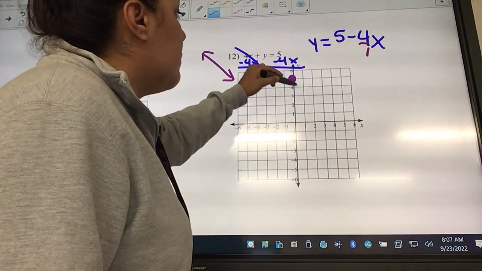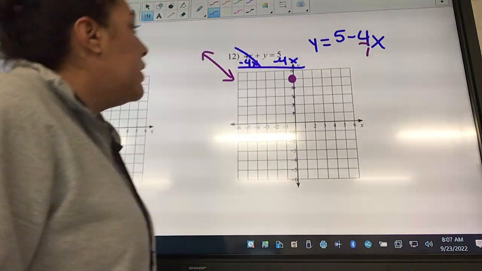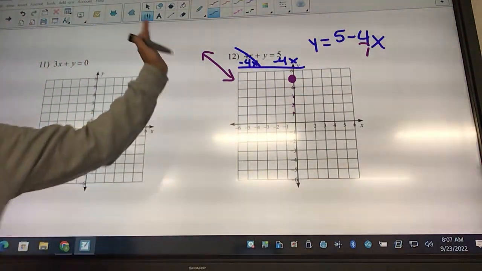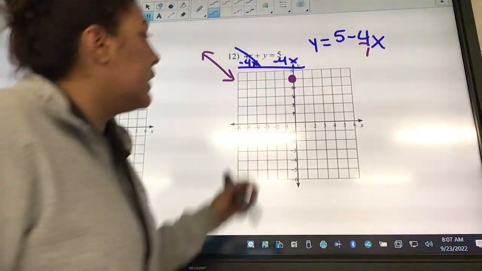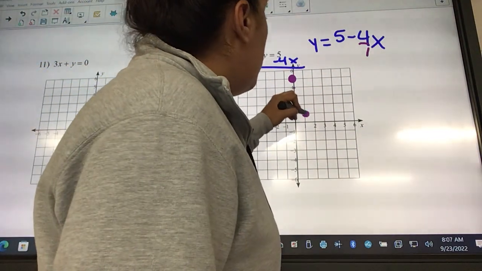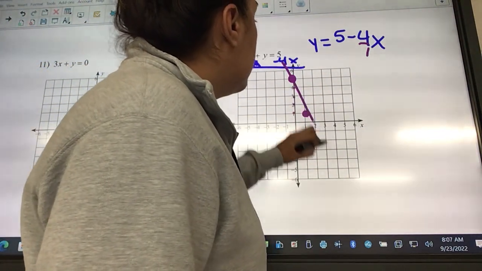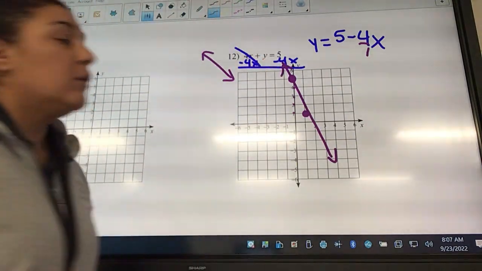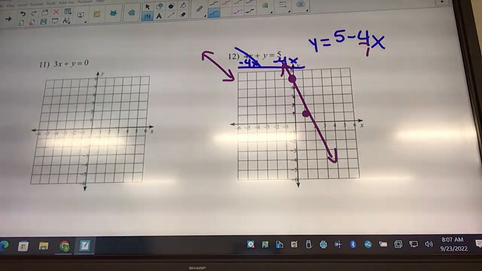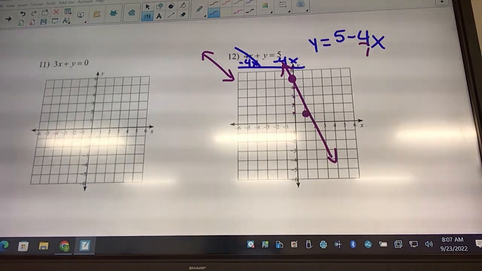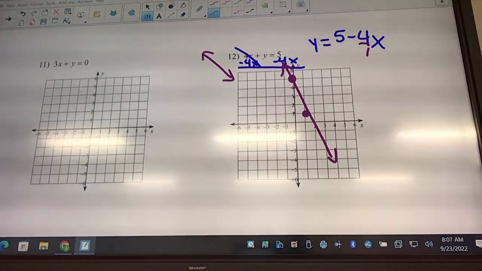So if I go down 4, 1, 2, 3, 4, which way do I need to go? I need my line to look like this. To the right. Okay, what happens if I go to the left? It would be positive. Okay, so you really have to stop and think about which way you need to go. Remember, the up and down doesn't change anything, but the left and right does.